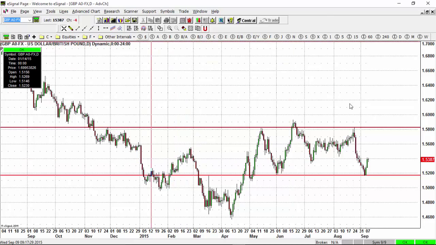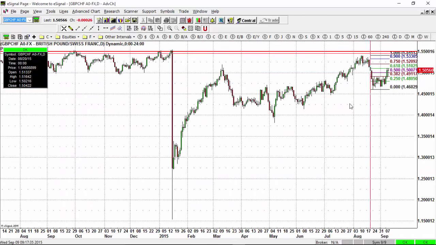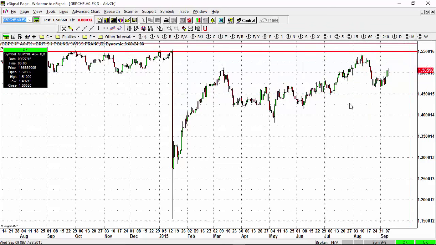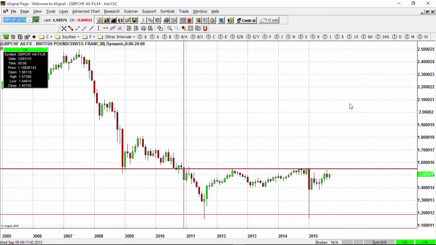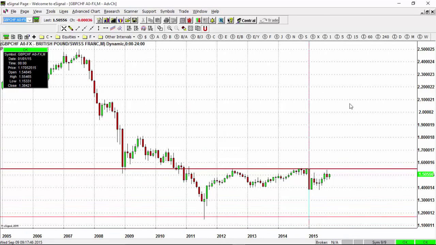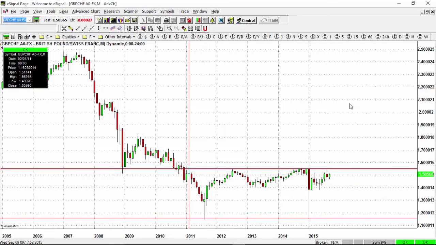Now, I spoke about the crosses, British pound versus the Swiss franc. Just taking a look at the monthly chart of this, you remember when we had that big spike down in the Swiss franc earlier this year, it's a monthly chart, and this could be interpreted as a double bottom. So this could be bottom number one, and it didn't really go exactly to the pip down back to this level, but this could be bottom number two.